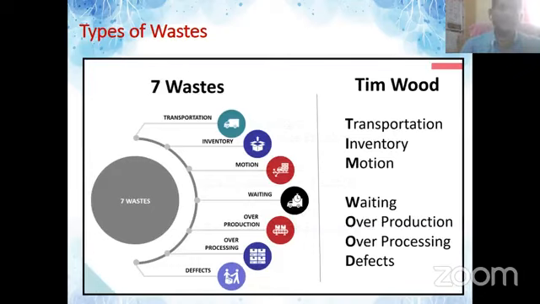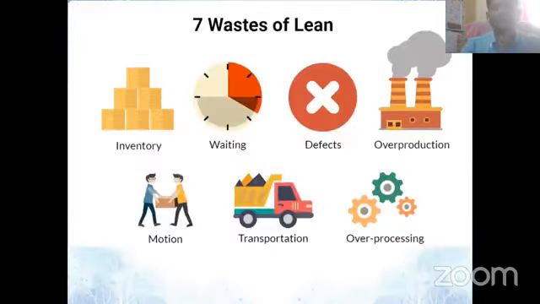Then next is defects. Defects means bad quality product or any kind of rework. They are called waste products. The products which do not meet the quality standard can be called defects. So these are the different wastes in an industry.